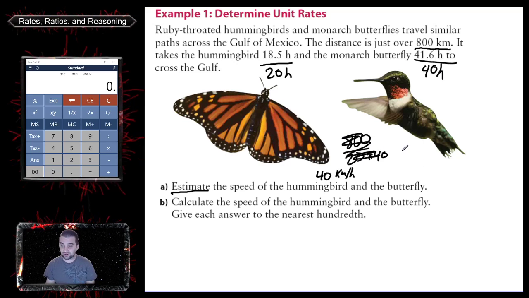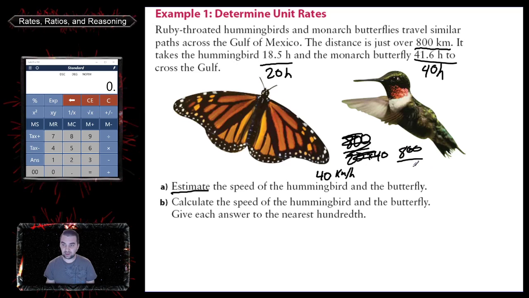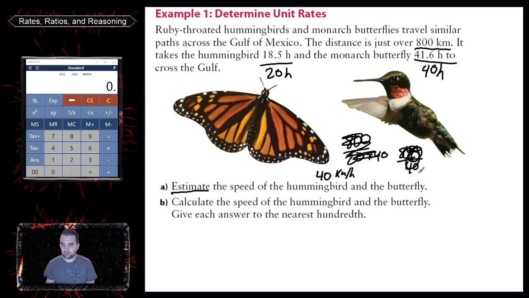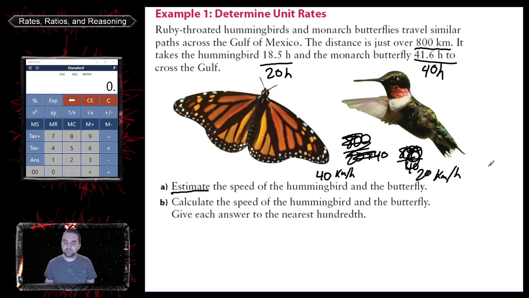The other one I have is 800 divided by 40. Well, I just did 800 divided by 20 is 40, so 800 divided by 40 should be 20. So 20 kilometers per hour. These are just my estimations. They should be fairly close, but they're not going to be exact.